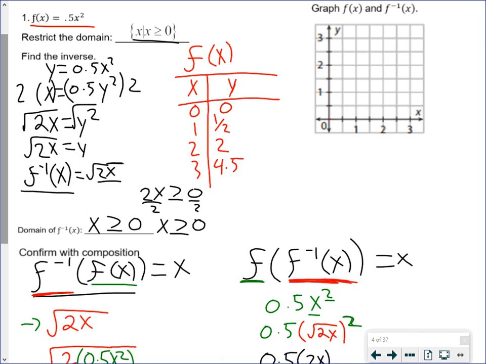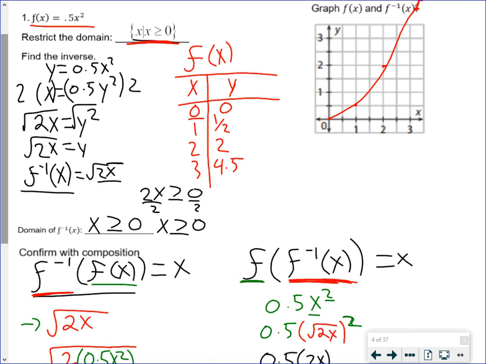We have 0, 0, 1, 1 half, 2, 2, and 3, 4.5 will be way up there somewhere. So we're going to graph this, and it looks exactly how we planned it to look. It's going to look like half a quadratic. We restricted the domain to be greater than or equal to 0. That's why we started with 0, because we're restricting the domain of f of x to be greater than or equal to 0. And it looks exactly how we expected it to look, which would be half a quadratic.